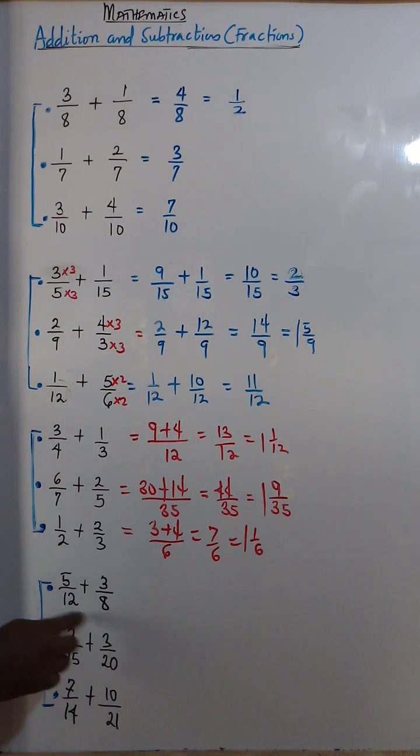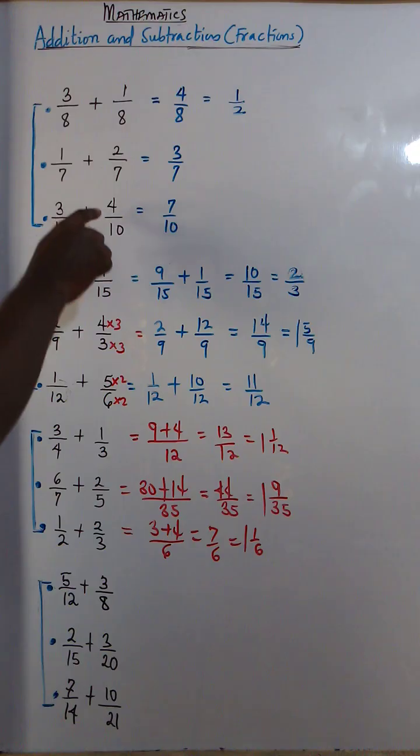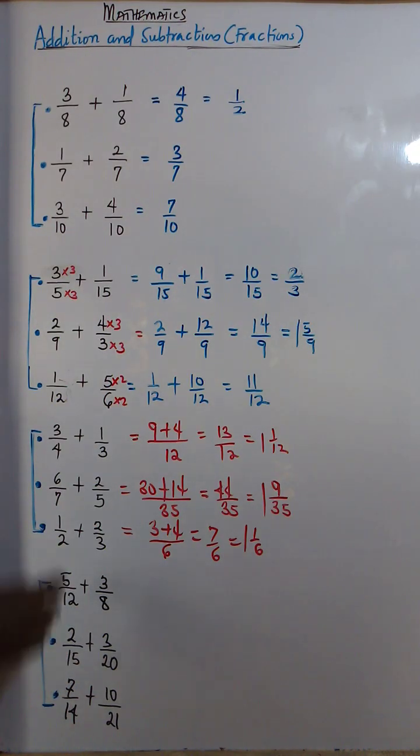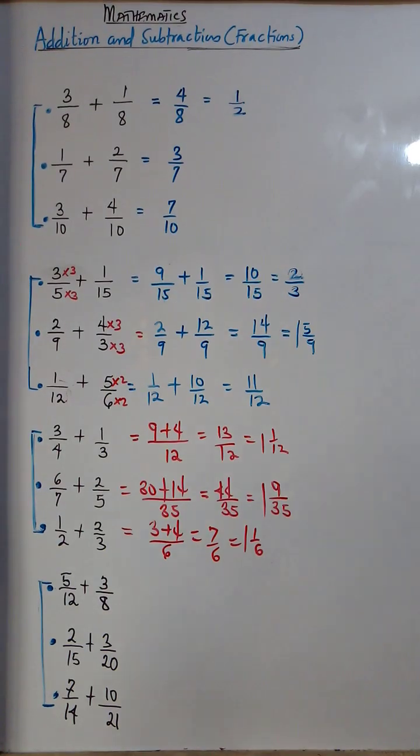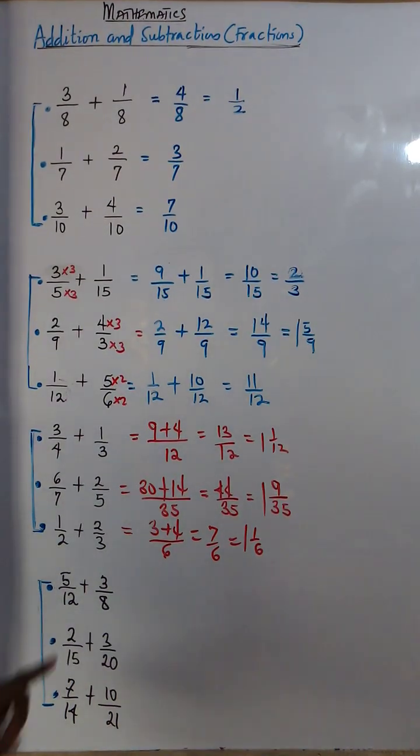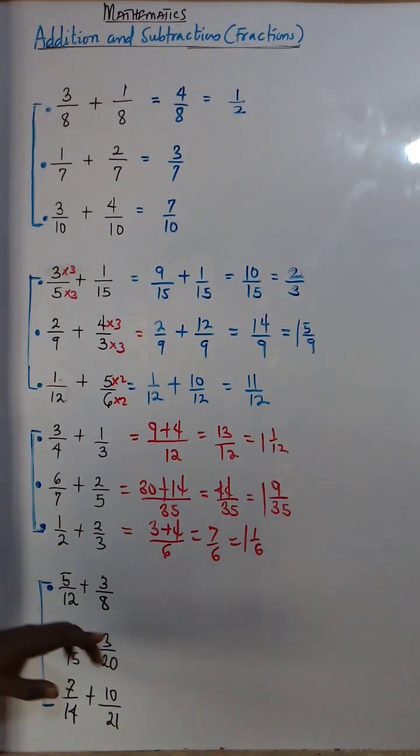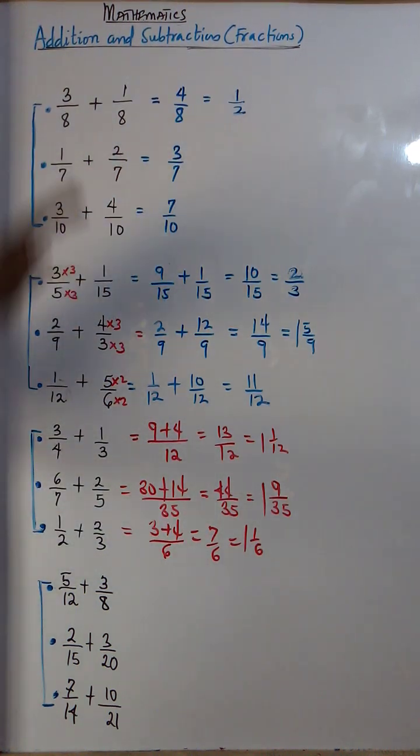The numbers are not the same, so not this case. One of them cannot divide the other, so not this case. Then they have a common factor like this one. These two can divide this. So they have a common factor. If there's a number that can divide 12 and can also divide 8, we cannot use any of these methods.